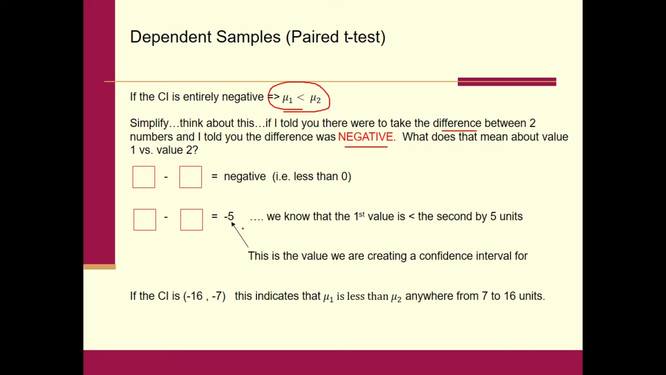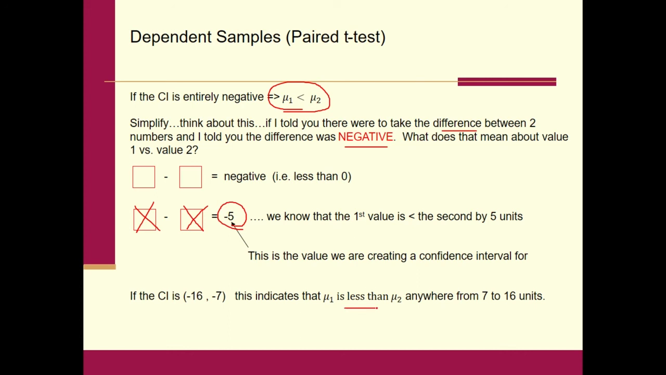This is the value that we're creating a confidence interval for. It's this guy here, okay? Not this one, not this one. We're creating a confidence interval for this number right here, all right? And let's say that the confidence interval turned out to be a -16 to a -7. Now be careful. This indicates that mu1 is less than mu2 anywhere from 7 to 16 units, and yes, I did not make a mistake there.